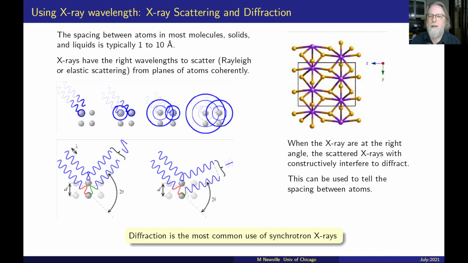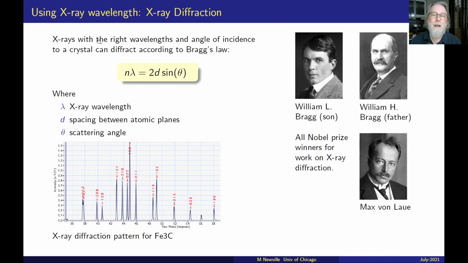These days it's done at very high speeds, but basically when the X-rays are at the right wavelengths and angle of incidence to a crystal, they can diffract according to Bragg's law. These are the two Braggs, father and son, and also Max von Laue, who won the Nobel Prize for describing this work. And Bragg's law is a very simple description of when diffraction will happen.